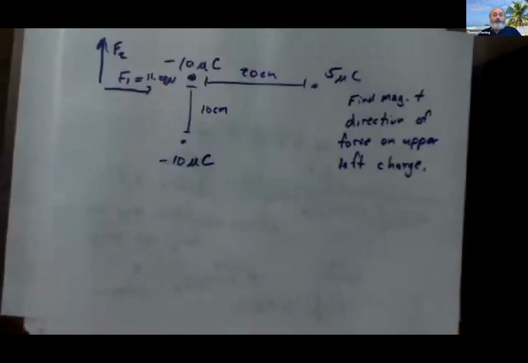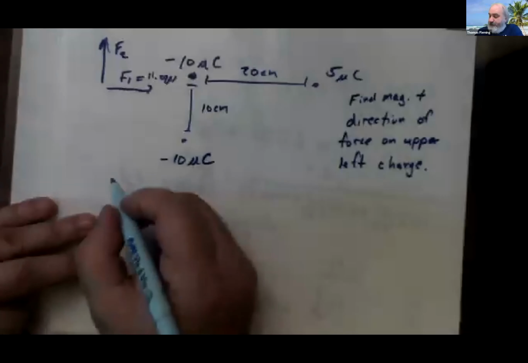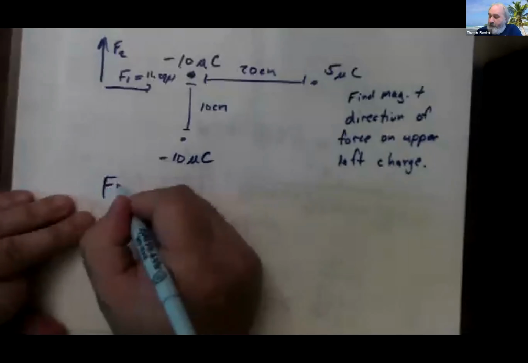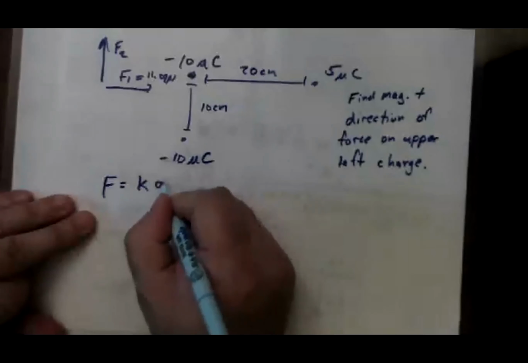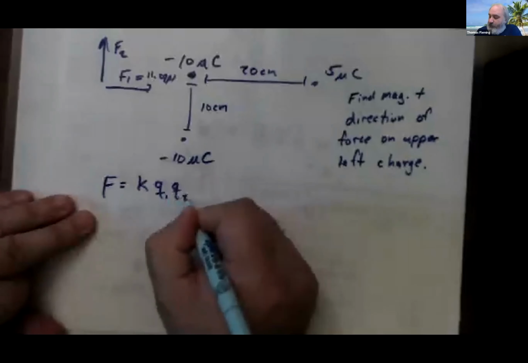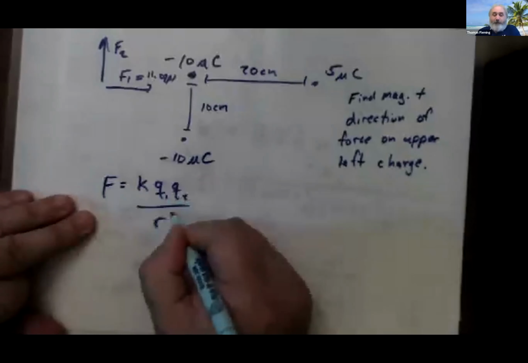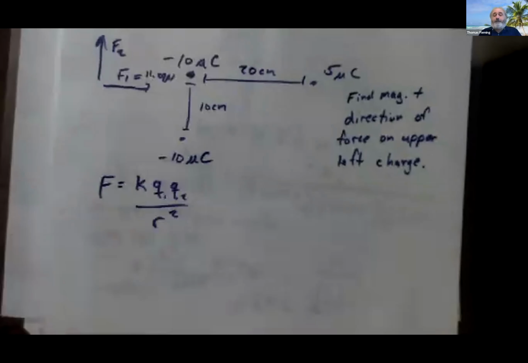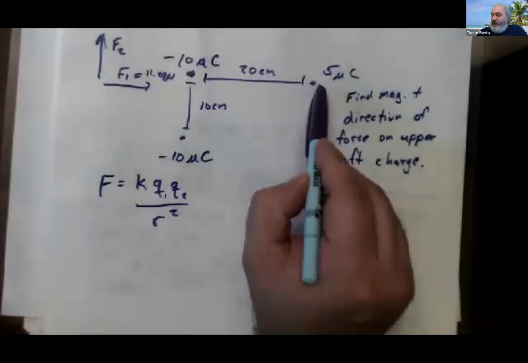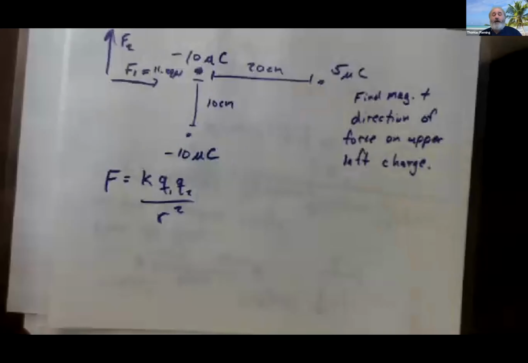How big is F2 going to be? If you're clever, you do it in your head. Wouldn't it be 0? Nope. So here's what I'm going to do. If I wanted to figure it out, I would use the Coulomb force law. It's going to be K times Q1 times Q2 divided by R squared, right? Now, I already know that when I use this Q and this R, I get 11.24, right?